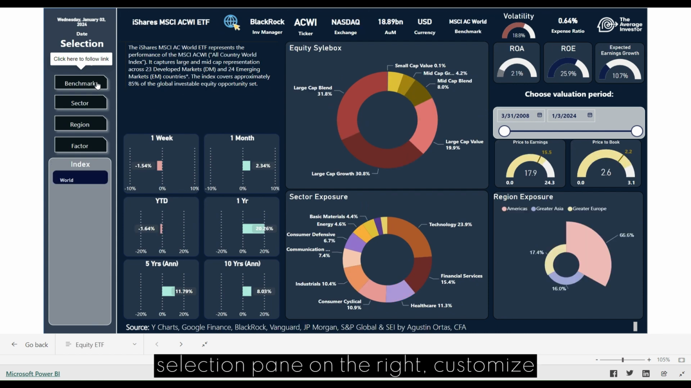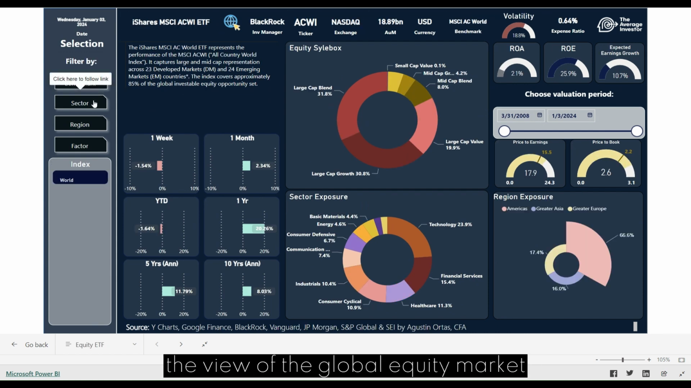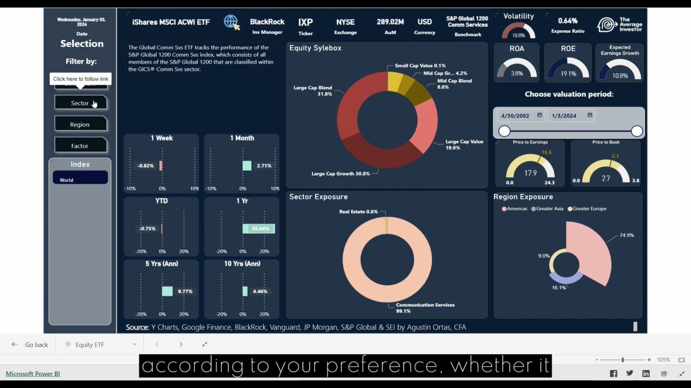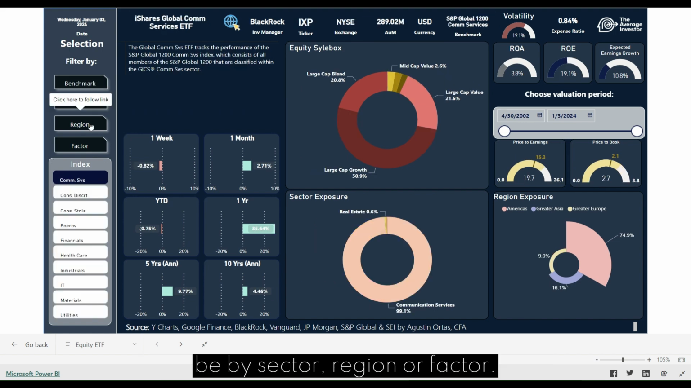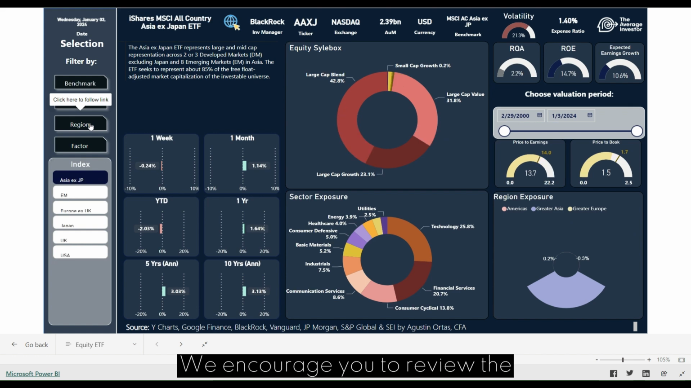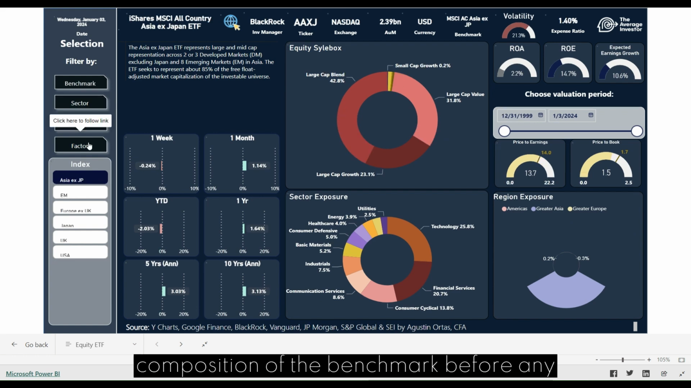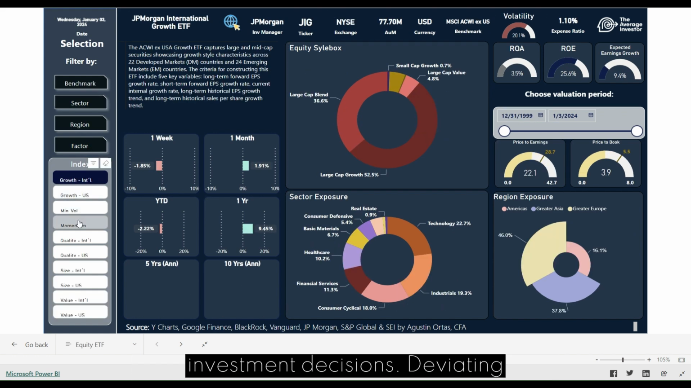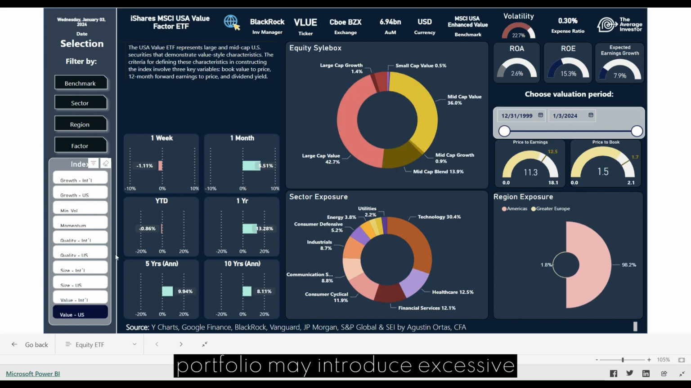On the selection pane on the right, customize the view of the global equity market according to your preference, whether it be by sector, region, or factor. We encourage you to review the composition of the benchmark before any investment decisions. Deviating significantly from the global equity portfolio may introduce excessive idiosyncratic risk to your portfolio.